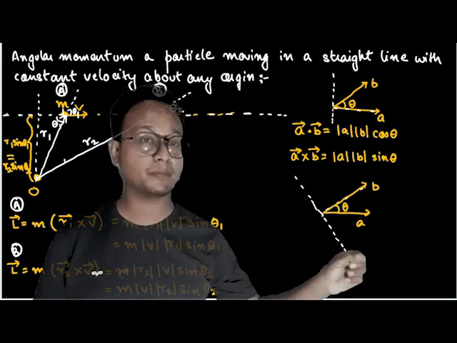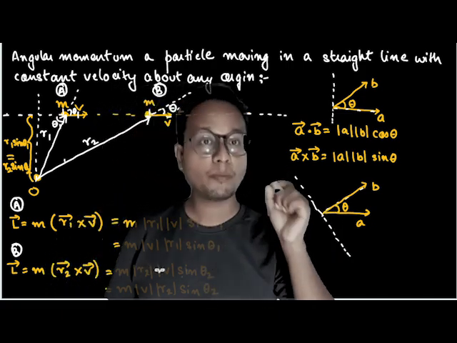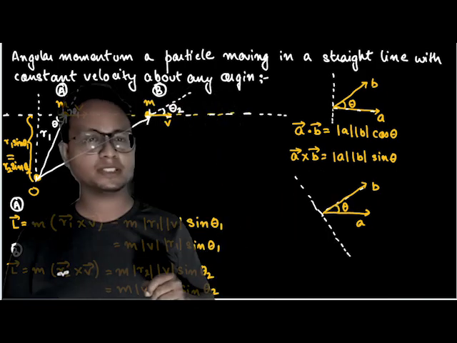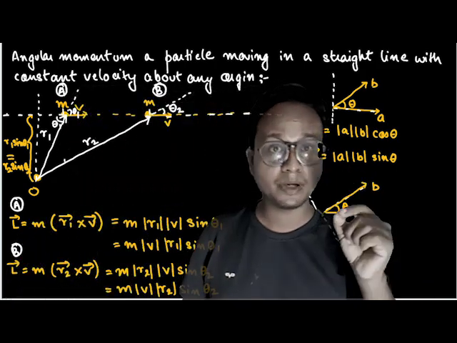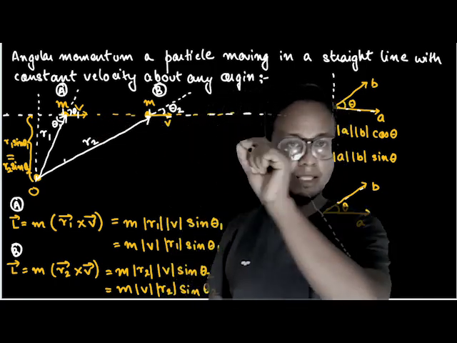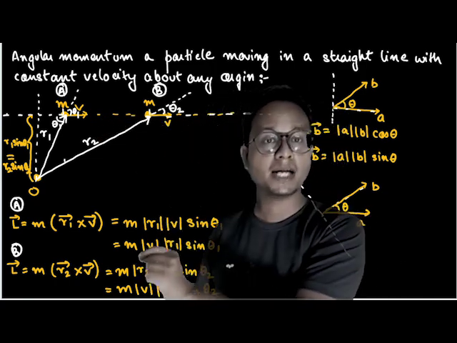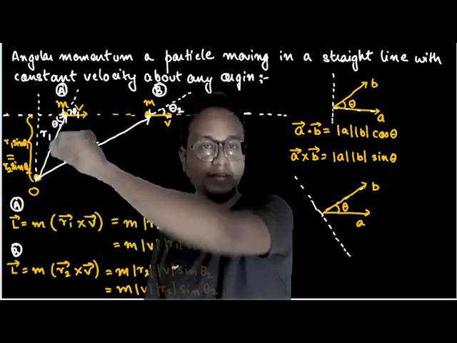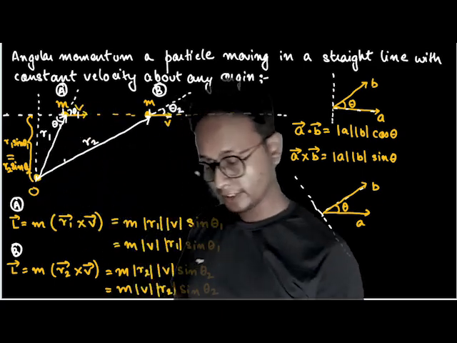This theorem or technique is valid for any cross product. You'll learn this technique better in the calculation of torque from r cross F. Sometimes you have to take the perpendicular to force, sometimes you have to take the perpendicular to velocity. But out here I want you to remember that the angular momentum of any particle moving in a straight line is constant throughout its path, and that value is nothing but mass into velocity into the component of r perpendicular to the velocity vector.